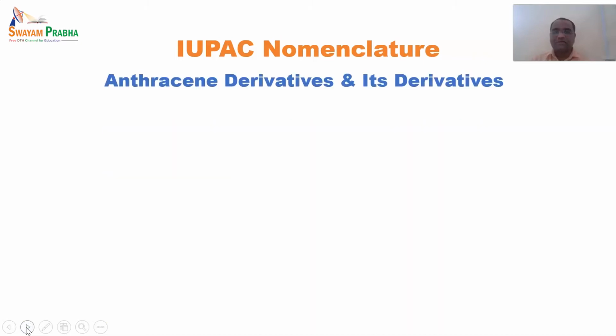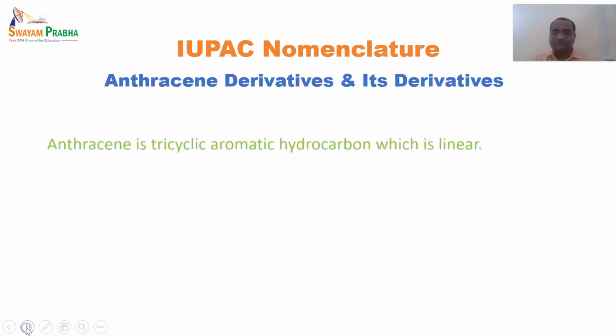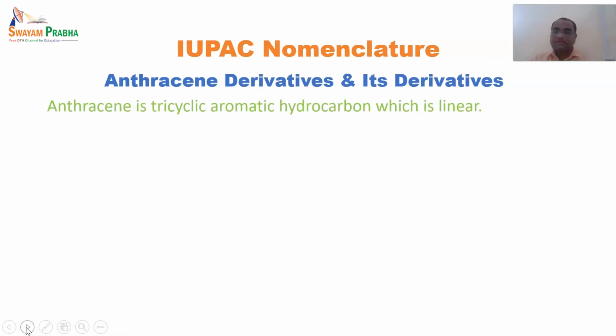Firstly, anthracene and its derivatives. Anthracene is a tricyclic aromatic hydrocarbon which is linear. In the earlier session we saw naphthalene. The difference between anthracene and naphthalene is that anthracene is tricyclic and naphthalene is bicyclic, and both are linear in nature.